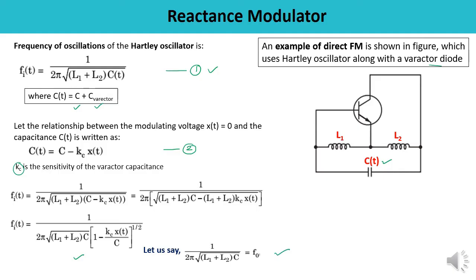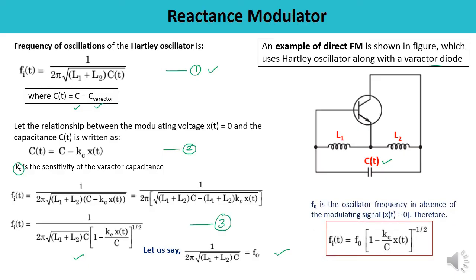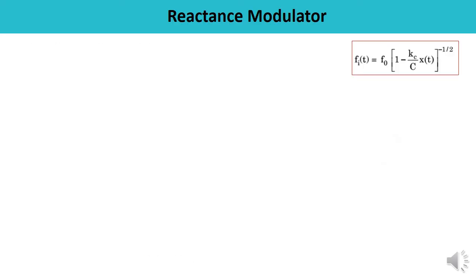Now let us substitute f0 into equation number 3. We get f i of t equals f0 times (1 minus Kc upon C into x of t) to the power minus 1 by 2, because this was the term in the denominator. This is how you can write the equation for the frequency of oscillation, and this is what we have obtained here.